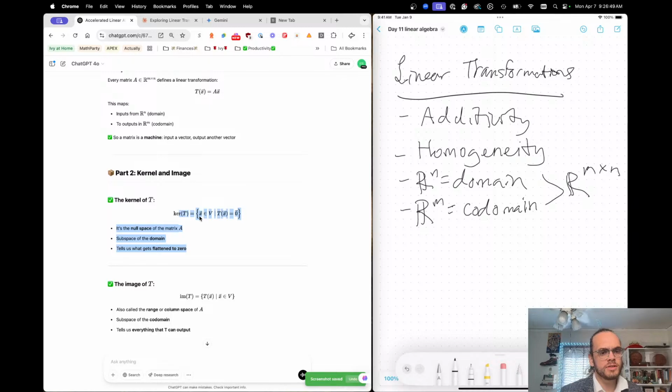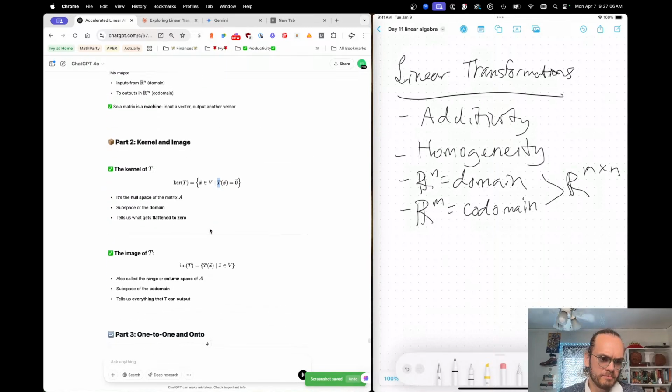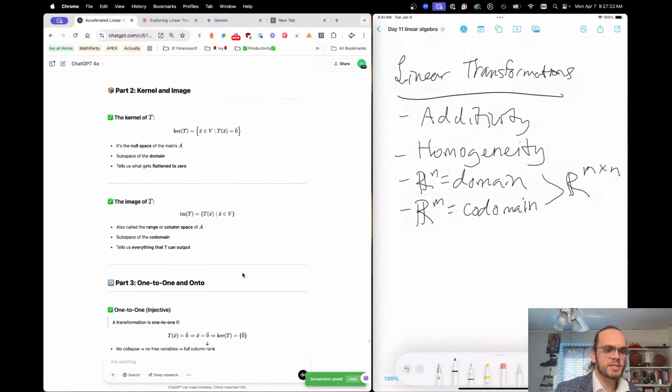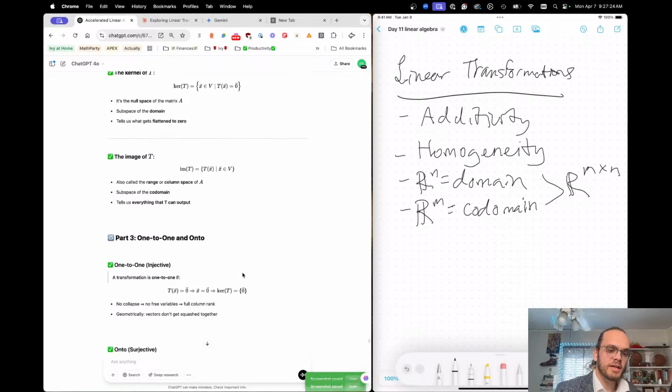So the kernel of T: we have an x vector that is an element of V, such that when you put the vector into this matrix, you get the 0 vector. This reminds me of the A x vector equals B vector format. And then the image, also called the range or column space, is everything that T can output. It's a subspace of the codomain. Man, this stuff is tricky.